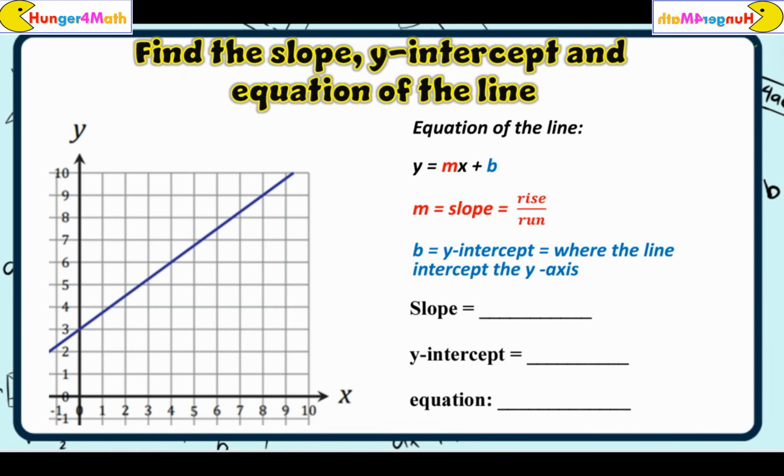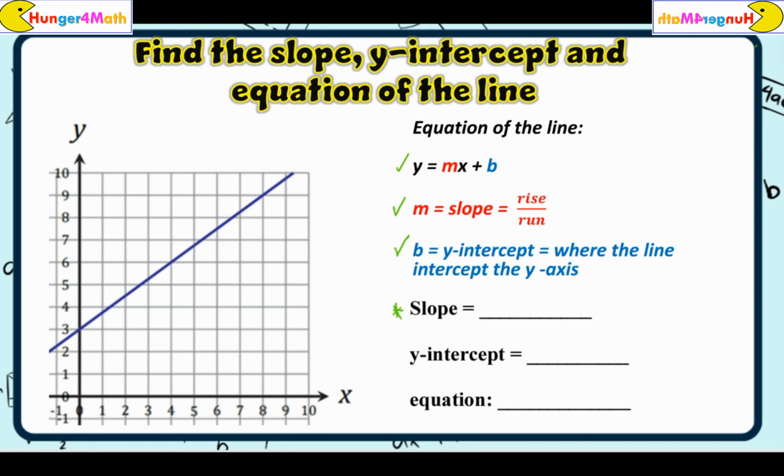Here we're going to find the slope, y-intercept, and equation of the line. The equation of the line is y is equal to mx plus b, wherein the m is the slope, that is equal to rise over run. The b is the y-intercept, where the line intercepts the y-axis. Let's start to find the slope of the line.